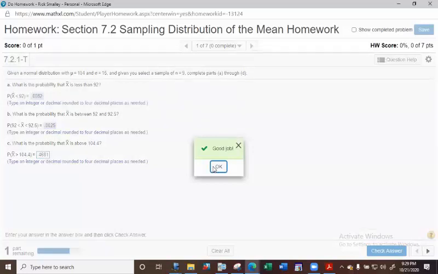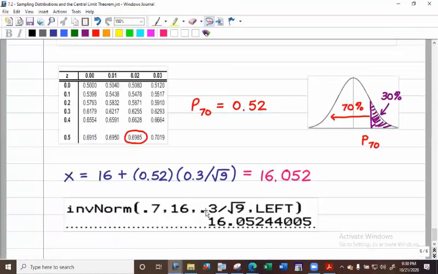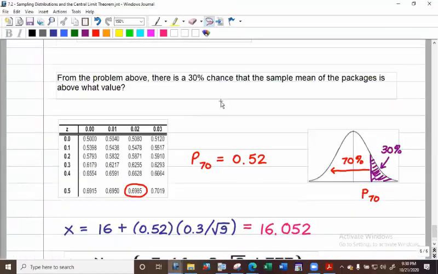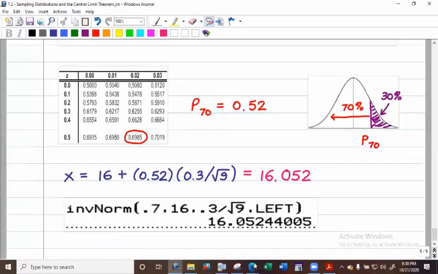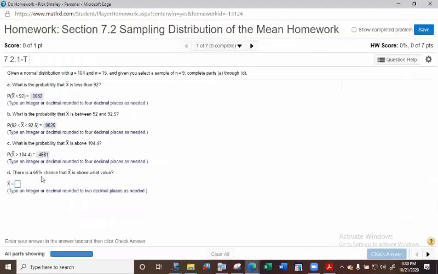Perfect. Now this says 69% chance that X bar is above what value? So this is the same as the part added on after the sugar problem. In the second part, we asked that same question. So it's just like this. And like I said, I told you I worded it this way on purpose also. So that means the percentile will be 100 minus that. So 69%, so 100 minus that will be the 31st percentile.